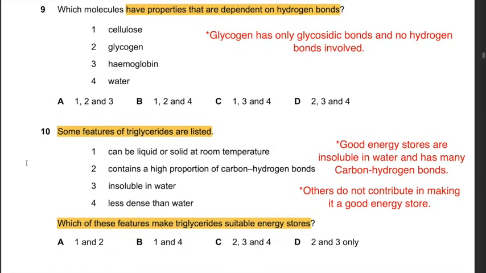Question 9. Which molecules have properties that are dependent on hydrogen bonds? 1 cellulose, 2 glycogen, 3 hemoglobin, 4 water. Glycogen has only glycosidic bonds and there are no hydrogen bonds involved anywhere in glycogen. Therefore, option 2 is obviously incorrect. And if you go to the answers A, B, C and D, A, B and D have option 2 in it. Hence, that leaves us with the correct answer being C, 1, 3 and 4 only. The others all have hydrogen bonds except glycogen.